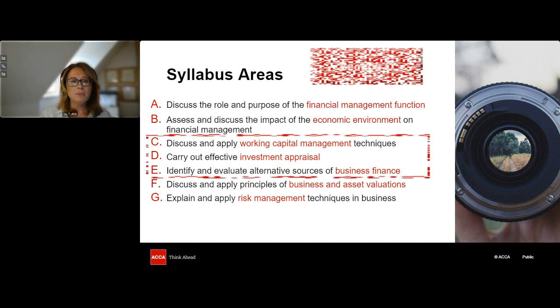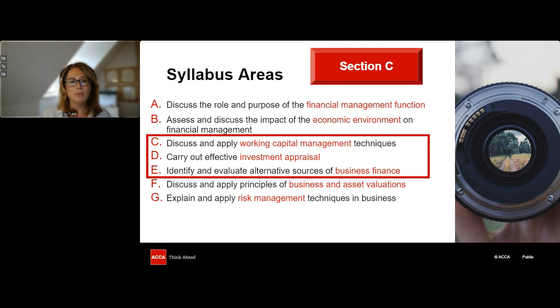So in section C, these 3 areas will form the main part of your questions. You'll get 2 questions from either the working capital area, the investment appraisal area, or the business finance area. They will form the main part of the question. You can add in a written element from these 2 areas, very small element normally, not part of the main question. So just to focus, C, D and E will be the main question. You will not get F and G, business and asset valuations and risk management, in section C.